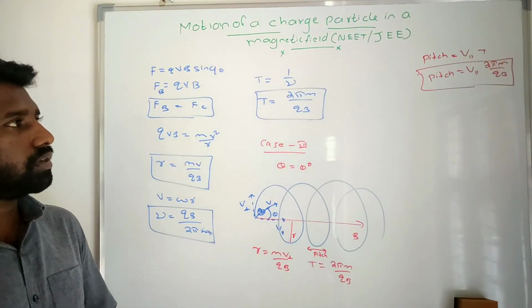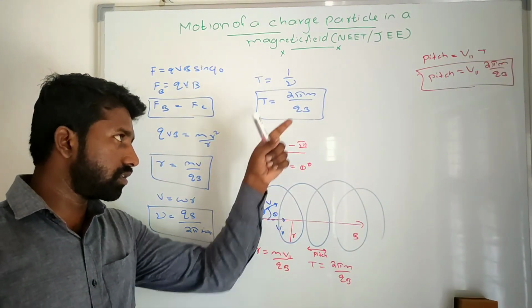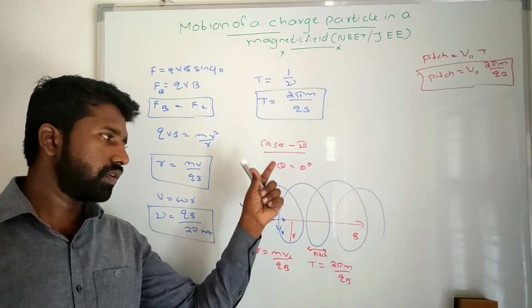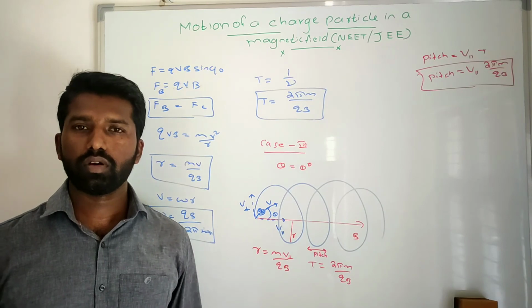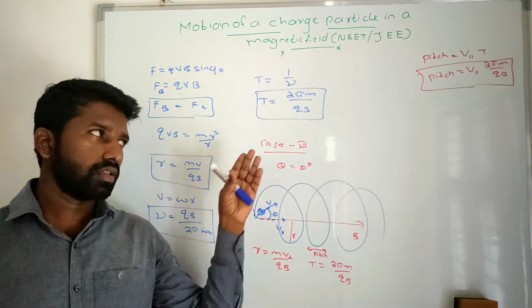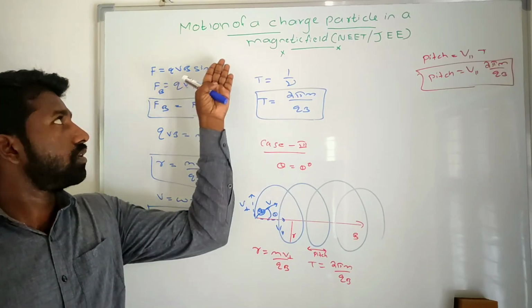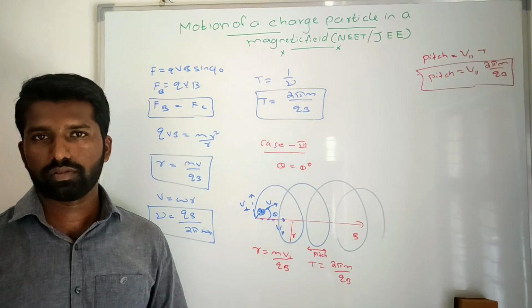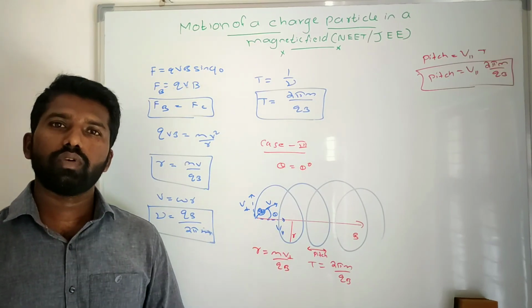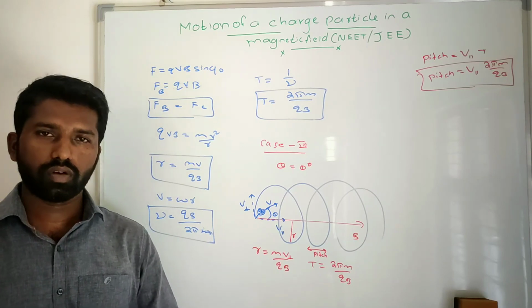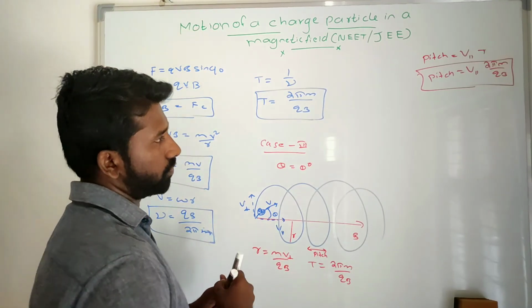So all these formulas you have to remember. What is the pitch formula, what is the time period formula, what is the radius formula, everything you have to keep in mind. These are all the formulas you have to remember, along with the concept of the motion of a charged particle in a magnetic field. Now we will see what types of problems are asked in NEET and JEE. Okay, first type.